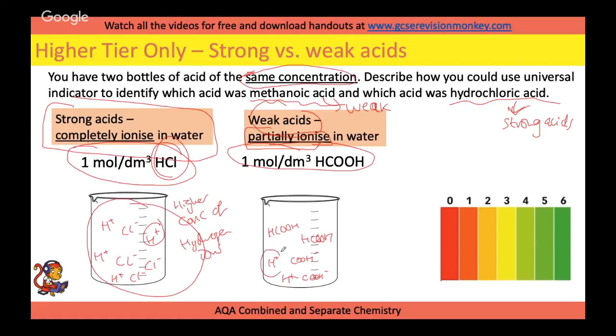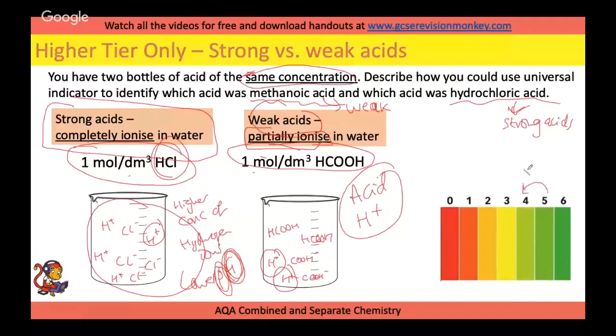And in this one, you have a lower concentration of hydrogen ions. And as you know, what makes an acid an acid is the fact that it has hydrogen ions. But even though they've got the same concentration, this will have more hydrogen ions freely moving around than this one. So it will have a lower pH, because you can think of the pH as the percentage, the P, of hydrogen ions that are in the solution.